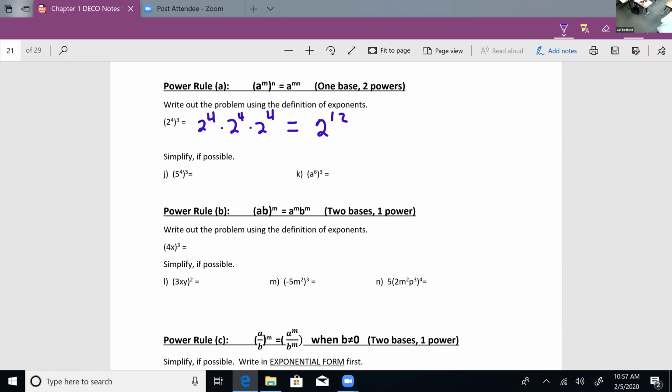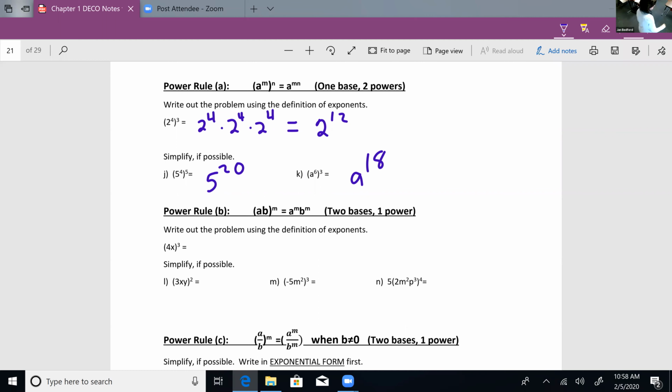So see if you can tell me what this would be. 5 to the 4th raised to the 5th power would be. Good, 5 to the 20th. What about this one? 8 to the 6th raised to the 3rd power. All right, so we've got that rule down, right?